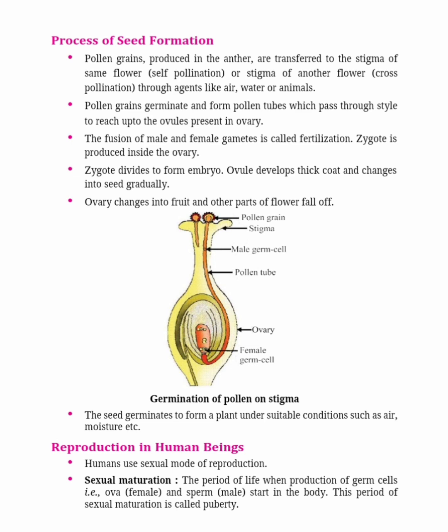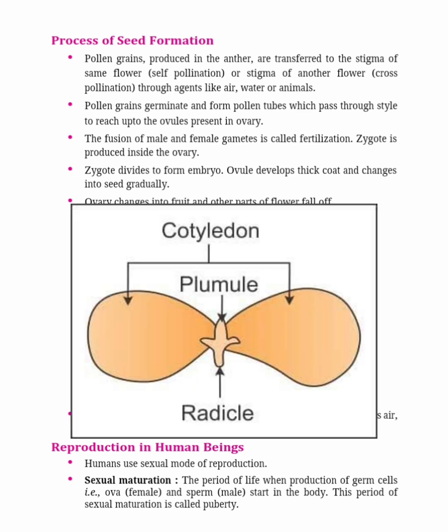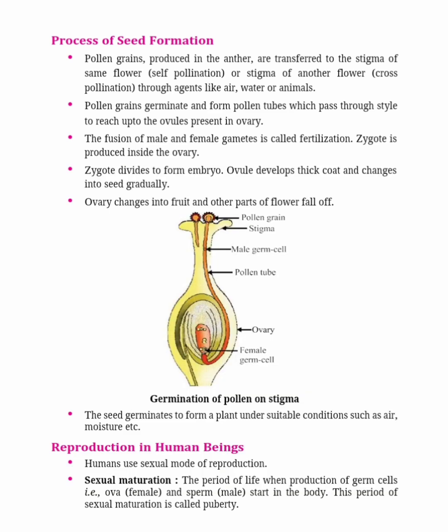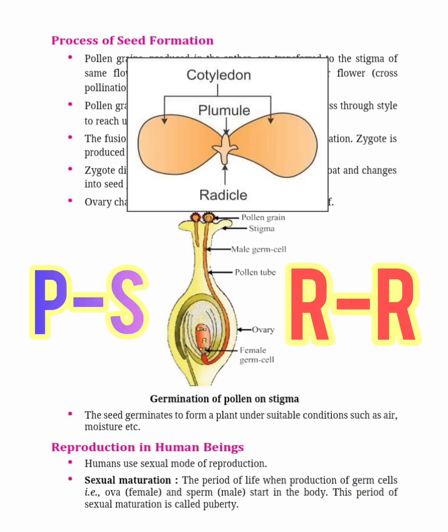So that is called the cotyledon. In the seed, two things will be there. One is the plumule, the upper part, and the second one is the radicle, the bottom part. Plumule develops into the future shoot and radicle develops into the future root. There is one formula to remember easily, PSRR. PS means plumule, shoot. RR means radicle, root.